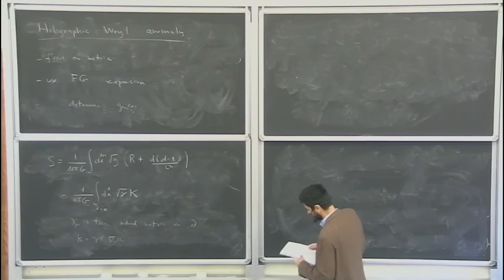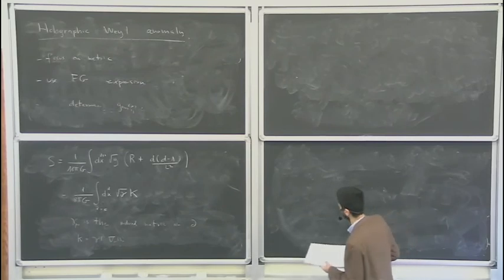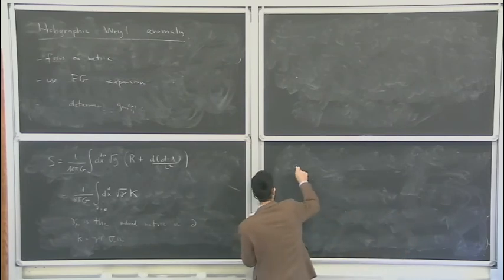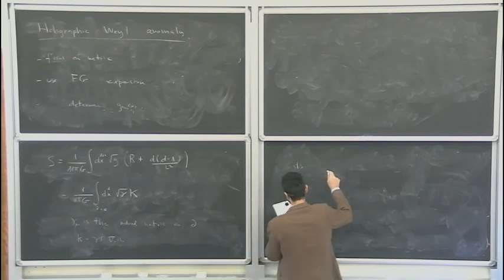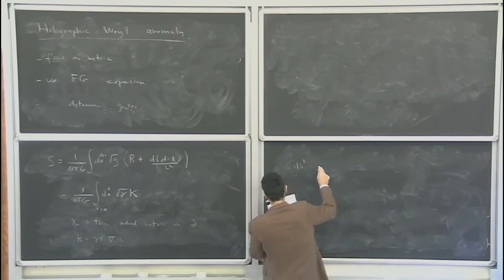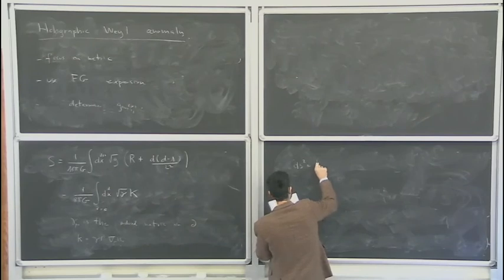Okay, so these were the comments about the Gibbons-Hawking term. And then we go back to our metric, which we write in the Fefferman-Graham expansion. And so let's rewrite it.